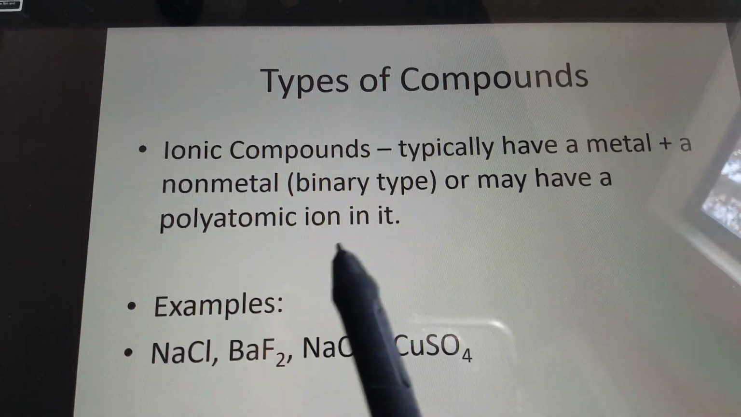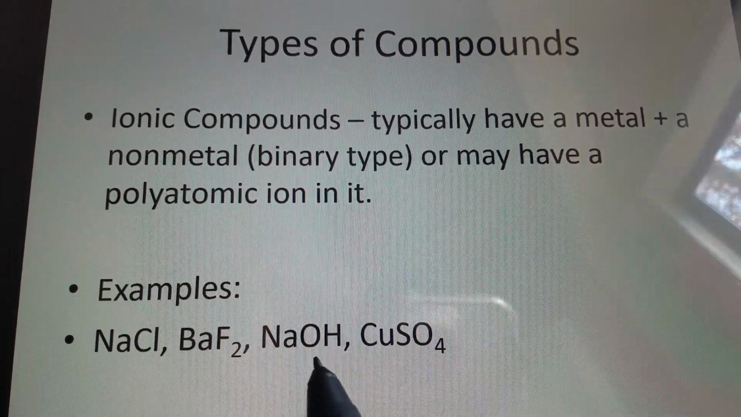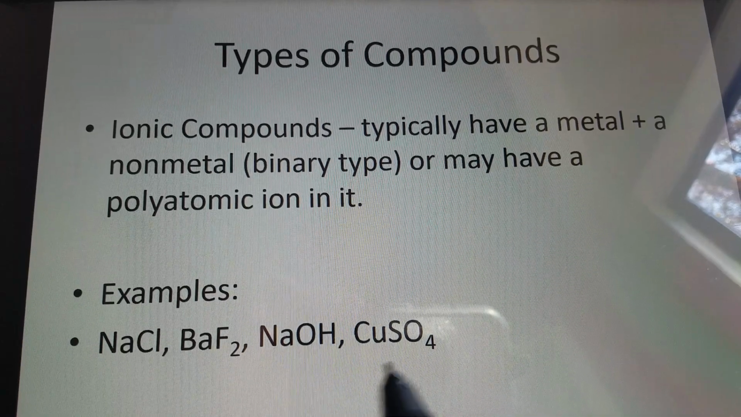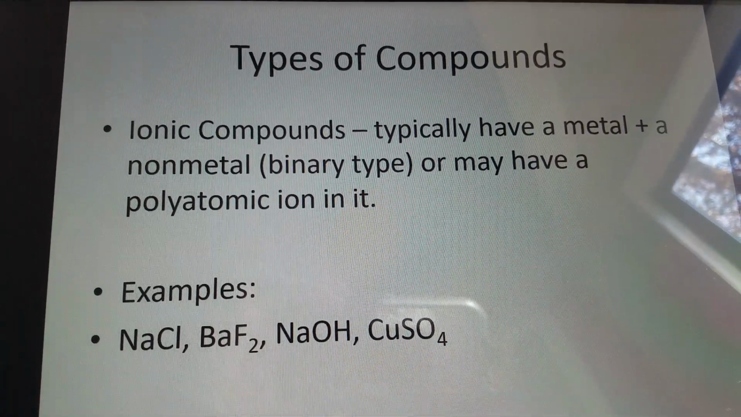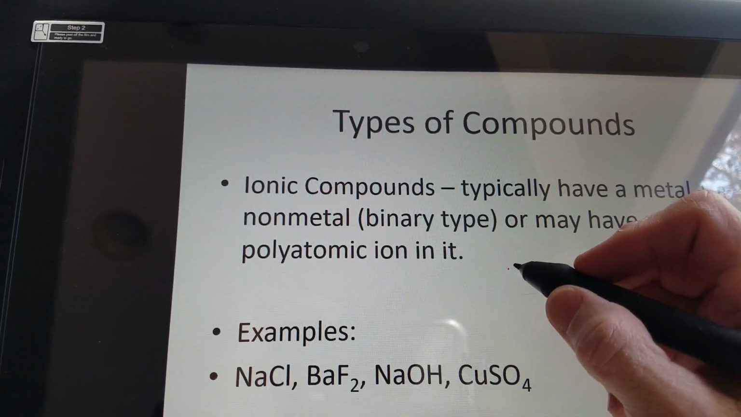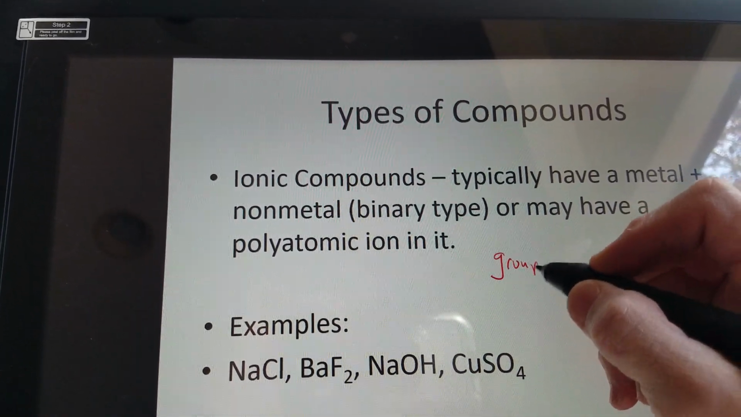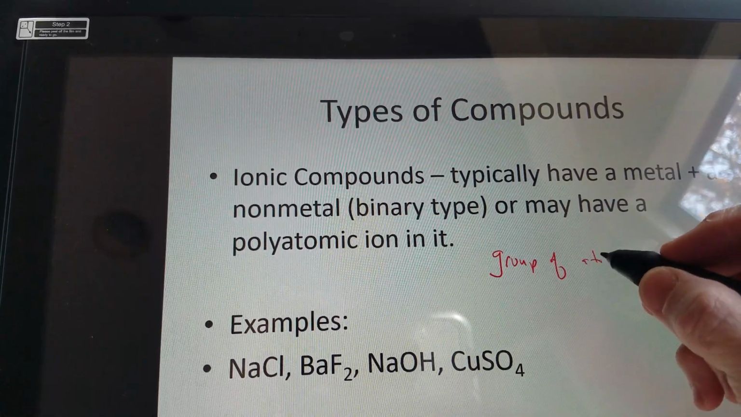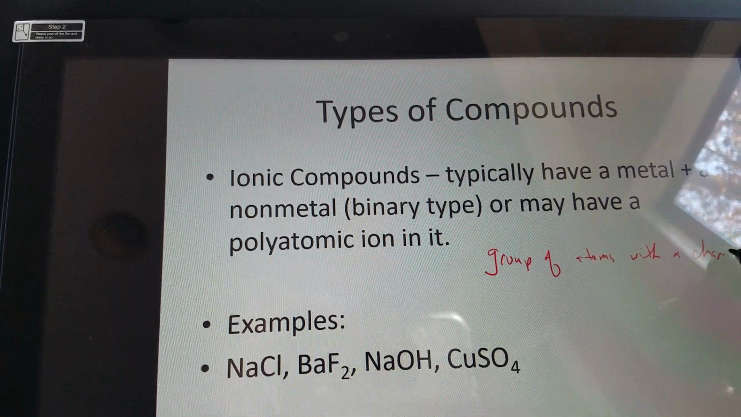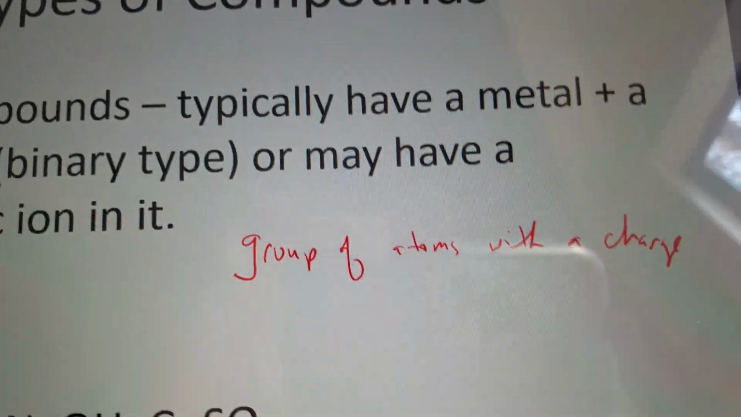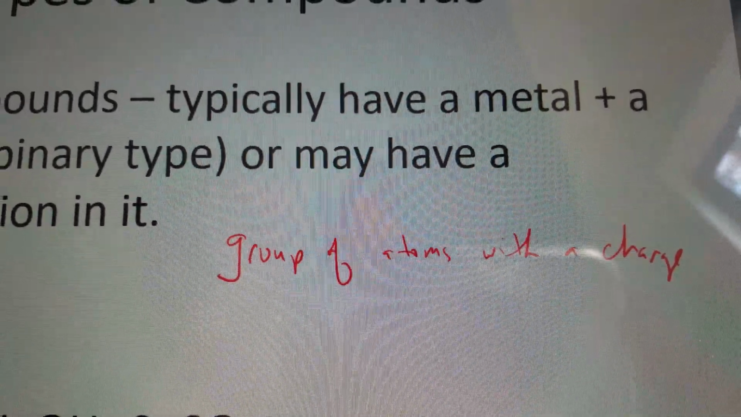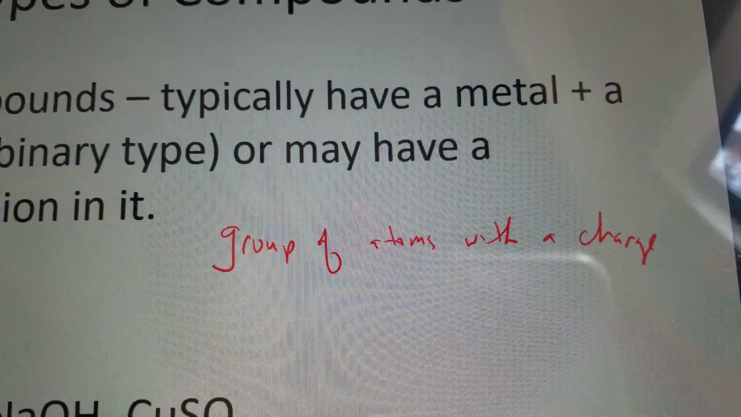Or you can have a polyatomic ion. So if you have more than two symbols in your formula, then you know that you've got a polyatomic ion somewhere in there. Now, a polyatomic ion is basically going to be a group of atoms with a charge. And you should memorize about 20 or so of these particular ones. I'll put out a list or send you a list of those if you need them.